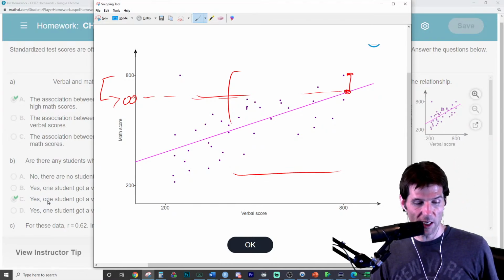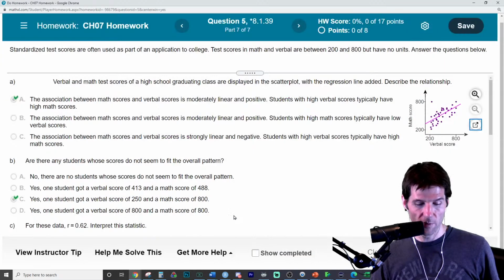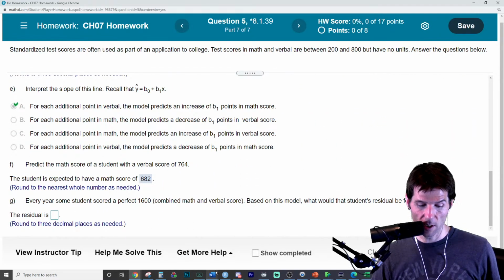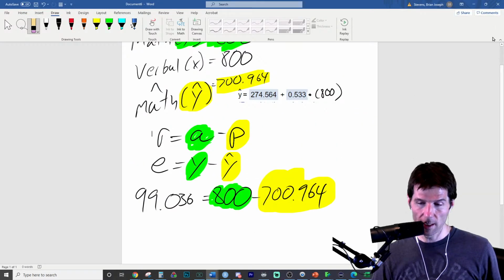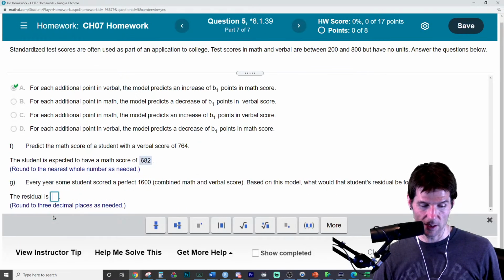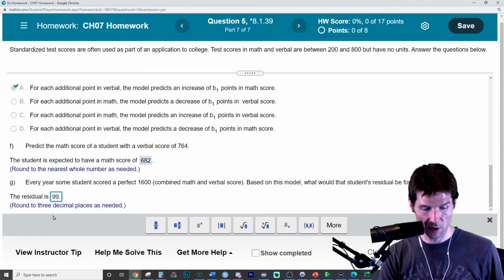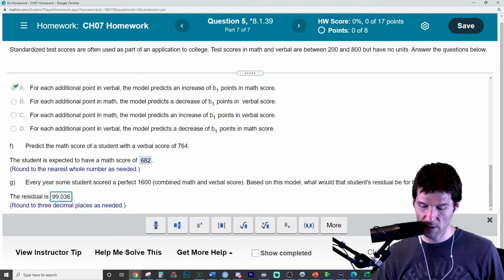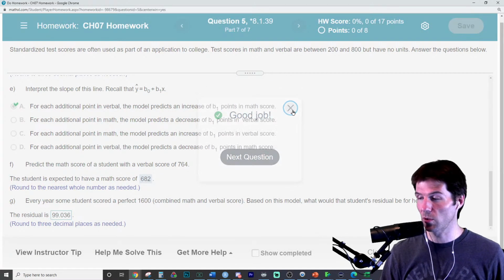Now, we did it more precisely. And we found out that their exact residual, make sure to carry your decimals, is going to be 99.036. And tell me I carried all the decimals. Come on, Ma Pearson. I carried all those decimals today, didn't I? Oh, we did. I was so scared.